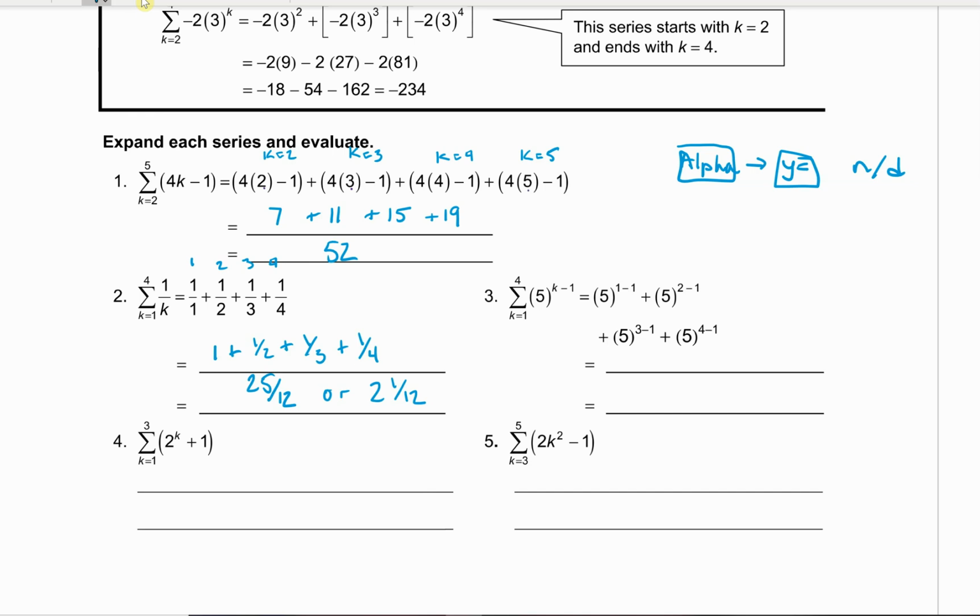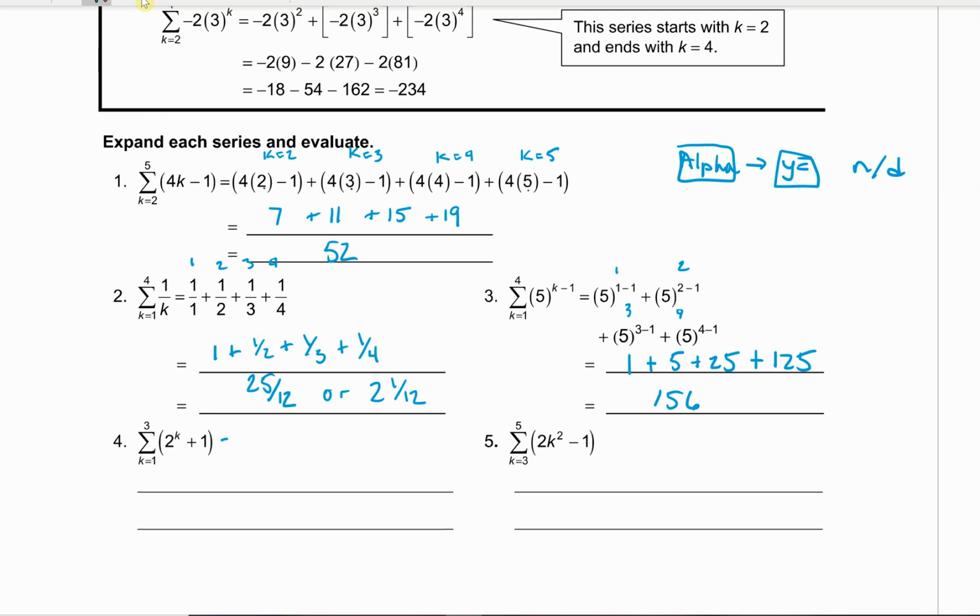The sum from k equals 1 to 4 of 5 to the k minus 1. So this is the first term, the second term, the third term, and the fourth term. So let's see. 5 to the 1 minus 1. 1 minus 1 is 0, so 5 to the 0 is 1. 2 minus 1, that would be 5 to the first, 5. 3 minus 1 is 2. 5 squared, that's 25. 4 minus 1 is 3, 5 cubed, that'd be 125. So that's 1 plus 5 plus 25 plus 125, giving us 156.